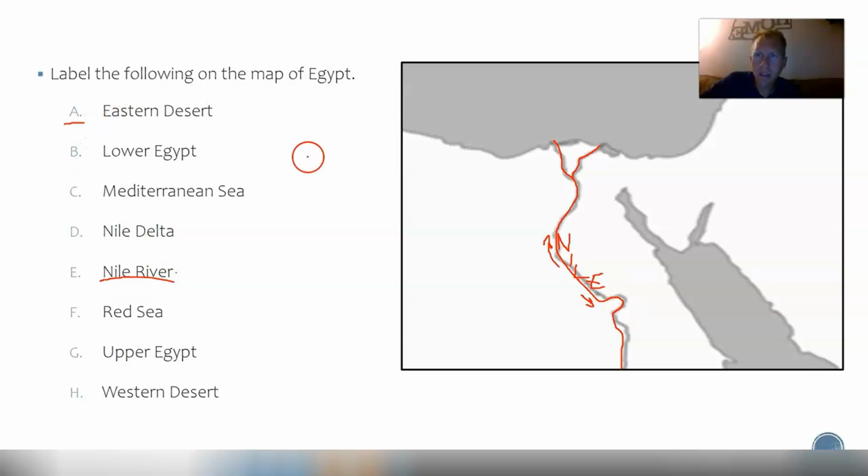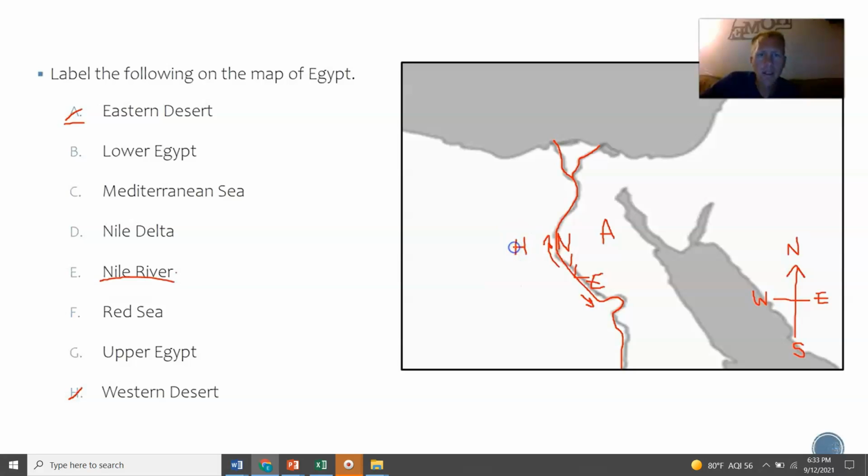Okay, so let's go to the Eastern Desert. Egypt is divided by the Nile River. So if you do a compass here, there's north, east, south, west. The Eastern Desert is going to be on the east side, as we said, which is over here. And the Western Desert, which is down here, is going to be on the west side. And then we'll just put south on there, okay? So Eastern Desert, I'm going to put an A here. Then we go ahead and label the Western Desert as well. The Western Desert is H. I'm going to put it over here. It's on the west side of the Nile.